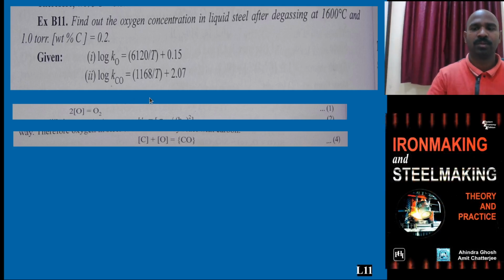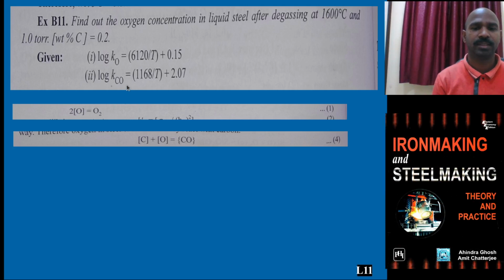means how much oxygen is degassed, how much oxygen is going out. Oxygen dissolved in the liquid steel is going out directly in the form of oxygen. Think about this particular point. There is a trick involved. Such kinds of numerical problems will appear in the GATE examination.